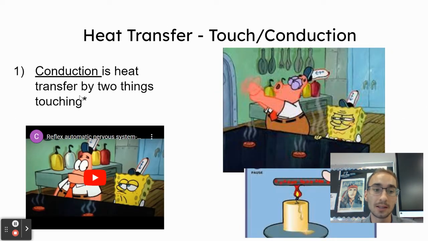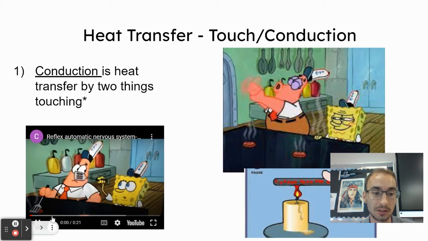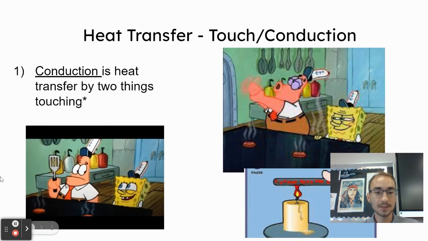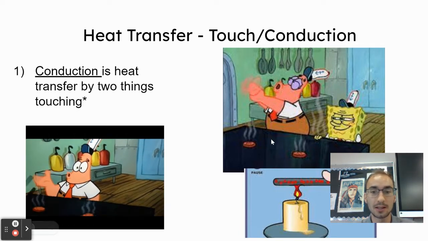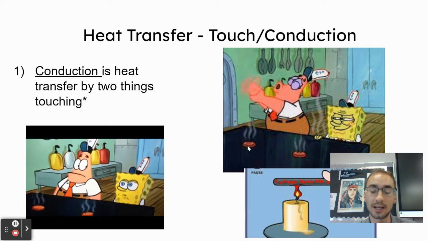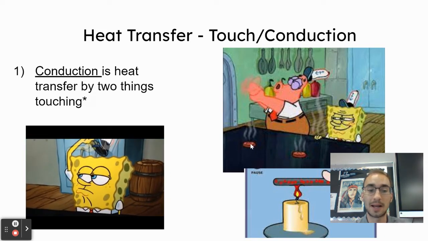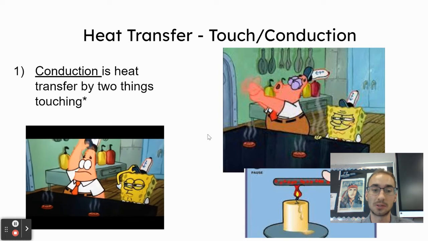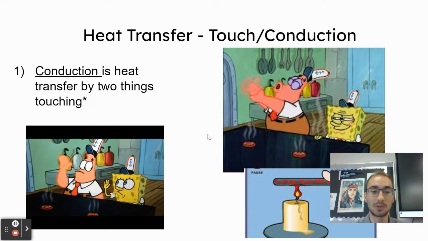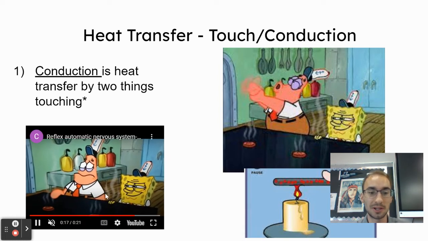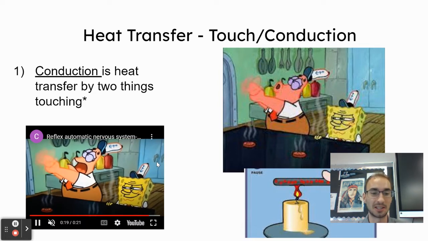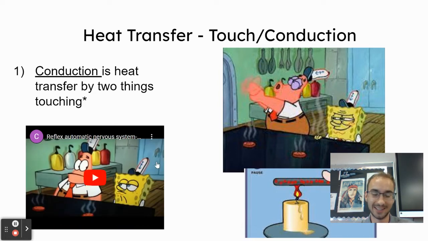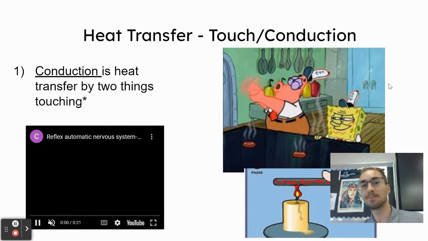The first one I want you to know is conduction. The star means that you need to write it down. Conduction is heat transfer by two things touching. Okay? So this is an example of conduction. The stove is hot, and then the hot stove touches the patties, and then it transfers the heat by touch. So that is conduction. That is the simplest one. Just like SpongeBob and Patrick here, they're getting their hands hot from conduction. Okay? That is conduction. It was when two things touch and the heat is transferred through touch. So that's conduction.